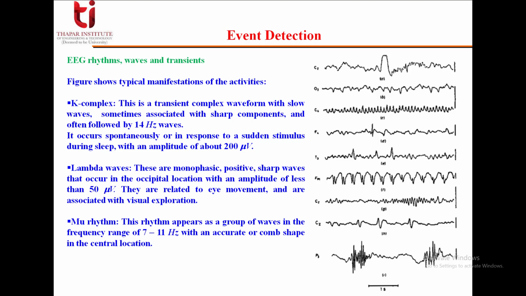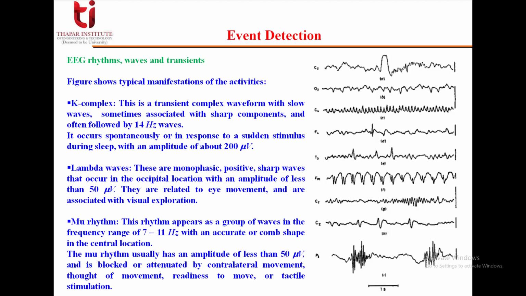Then we have the mu rhythm. This rhythm appears as a group of waves in the frequency range of 7 to 11 Hz with an arc or comb shape in the central location. The mu rhythm usually has an amplitude of less than 50 microvolts and is blocked or attenuated by contralateral movement, thought of movement, readiness to move, or tactile stimulation.